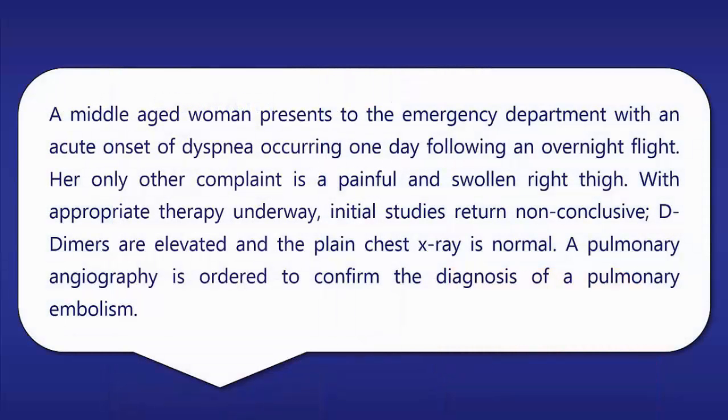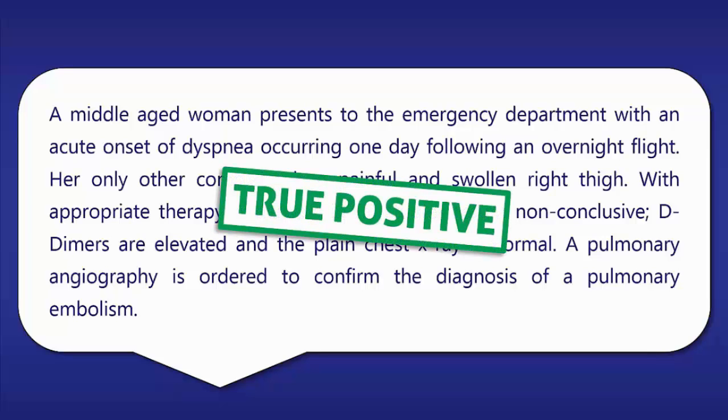A middle-aged woman presents to the emergency department with an acute onset of dyspnea occurring one day following an overnight flight. Her only other complaint is a painful and swollen right thigh. With appropriate therapy underway, initial studies returned non-conclusive. D-dimers are elevated and the plain chest X-ray is normal. A pulmonary angiography is ordered to confirm the diagnosis of a pulmonary embolism. This rather basic vignette shows the ability of a very specific test to help to confirm a diagnosis.